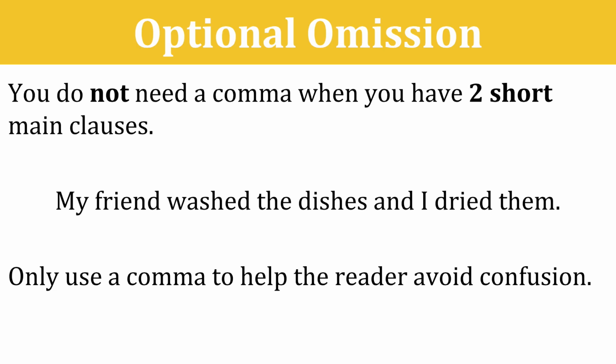Now, as with anything that is grammar related in the English language, there are always exceptions. And so I would be remiss if I didn't point out that you can choose to omit, which means leave out, the comma when you have two short main clauses that aren't likely to cause the reader confusion. So for example, my friend washed the dishes and I dried them. This is a very short compound sentence. The first main clause, my friend washed the dishes. The second main clause, I dried them. They clearly have a relationship to each other, so I could choose to leave the comma out. You only need to use the comma when you have two short main clauses if you're worried that pulling them together might cause some confusion for your reader. Now that said, when in doubt, use the comma before the coordinating conjunction when you're pulling together two main clauses.